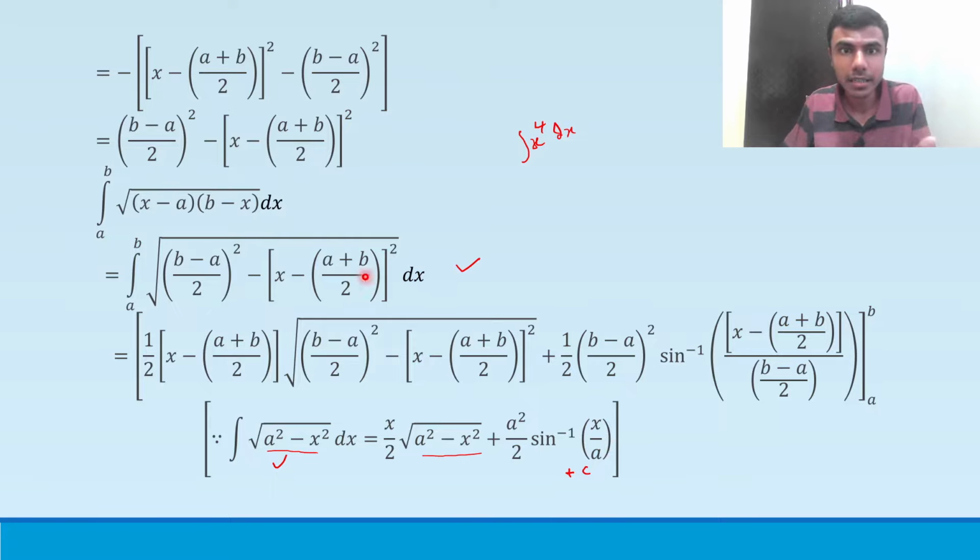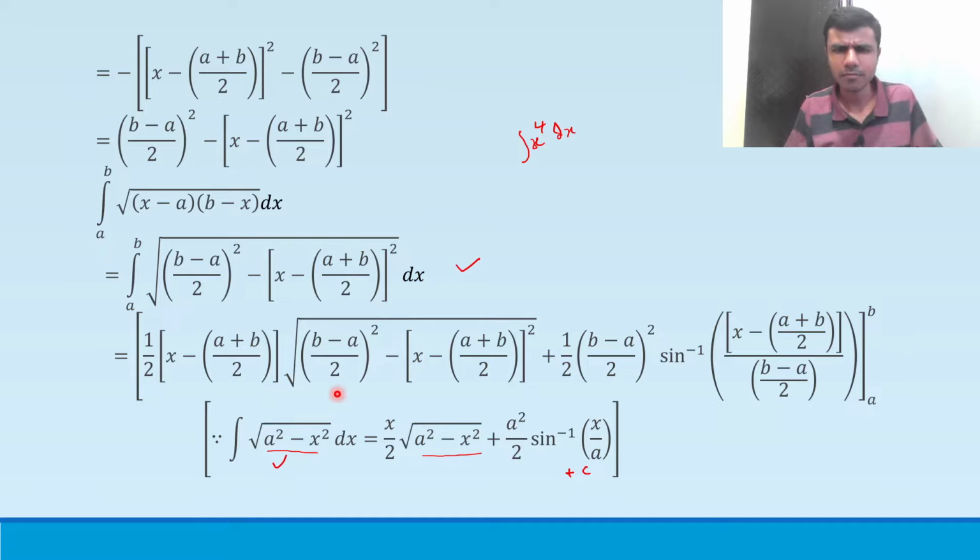What is my x? x is nothing but x minus of a plus b by 2, x by a. A is nothing but b minus a by 2. This entire bracket, and the limits a to b, which I need to apply later. I hope I explained decent enough. Still, if you have any doubts, please come in the comments box. Let's keep going.